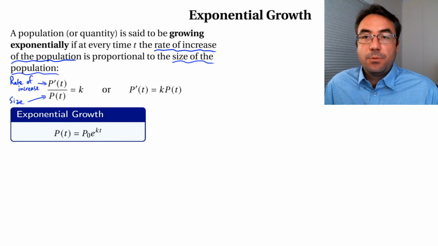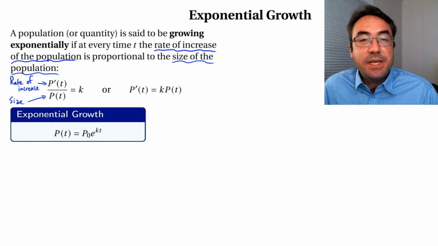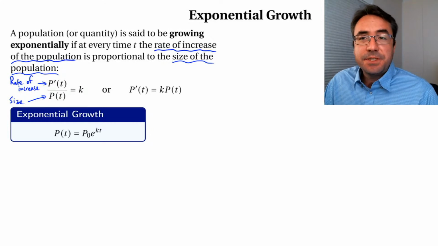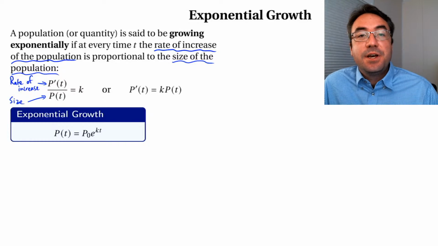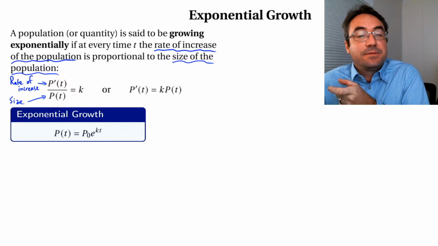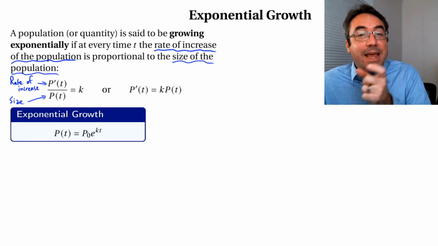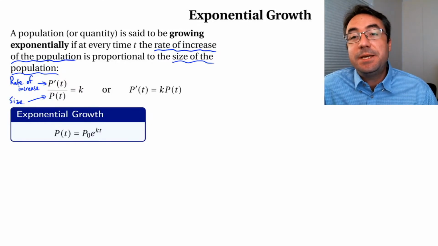Now, we could rewrite that not as a fraction. If we multiply P of t to both sides, we get P prime of t is equal to k times P of t. And so this is a differential equation because it involves a derivative and a function: the derivative of an unknown function and the unknown function itself. So P prime is equal to k times P.